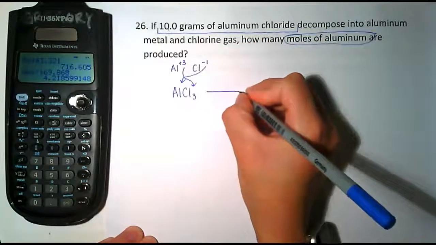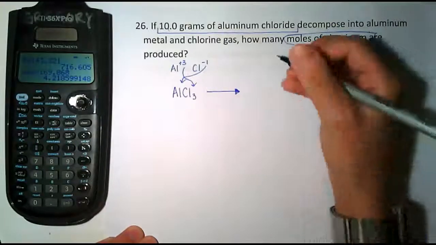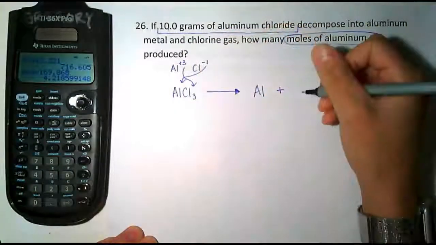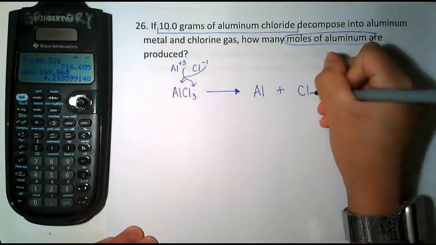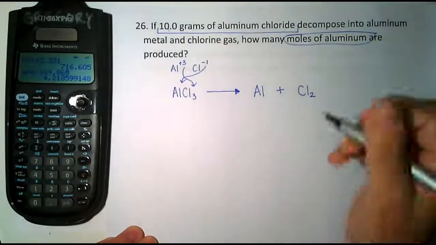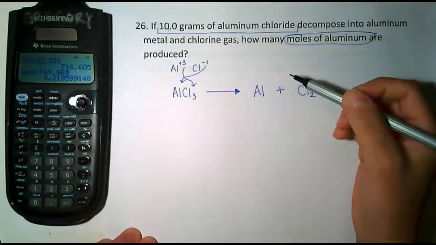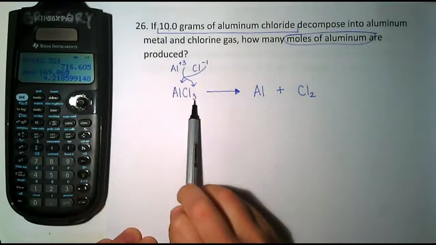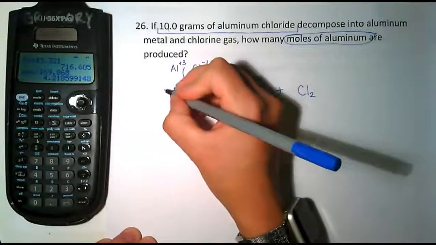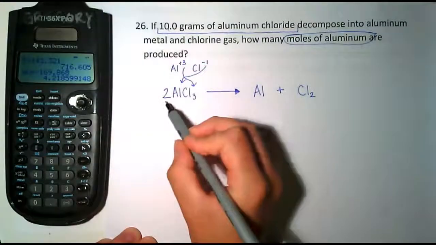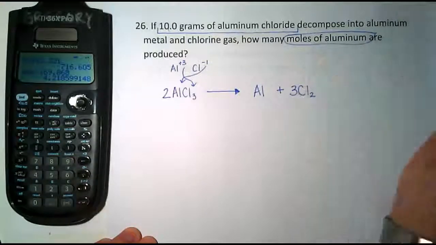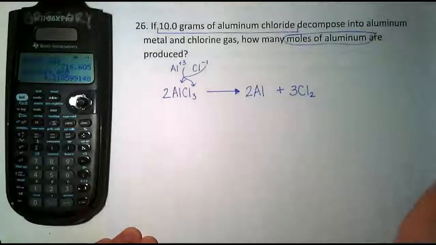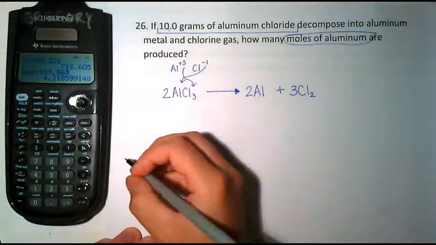And then it's decomposing, so that's the only reactant. It's decomposing into aluminum metal, so Al, and chlorine gas. And chlorine, we know, is a diatomic element, so it has to be Cl2. So now we have our skeleton equation. We just need to balance. So I noticed that chlorine is an odd number. So I'm going to go ahead and make this an even number of chlorines by putting a 2 in front of AlCl3. Now I have 6 chlorines, so I can do 2 times 3 to get 6 over there. And I have 2 aluminum, so I'm going to put a 2 in front of the aluminum. So now we have a balanced equation, so let's do some stoichiometry.